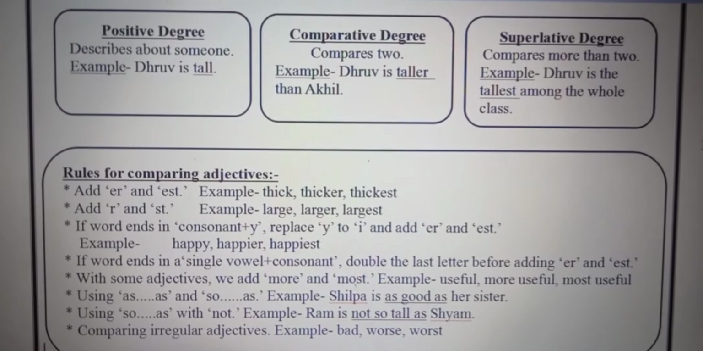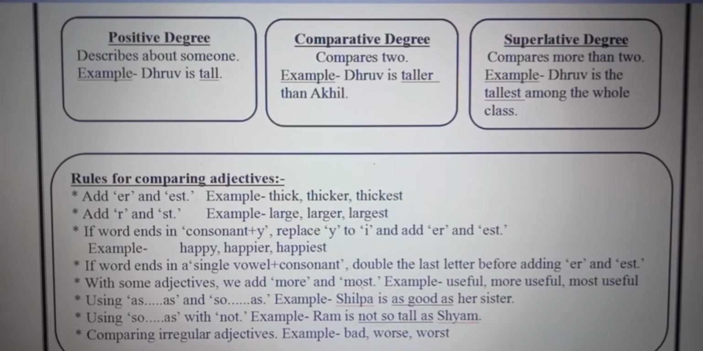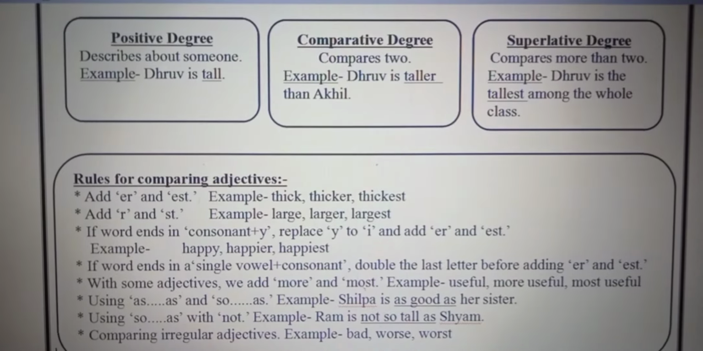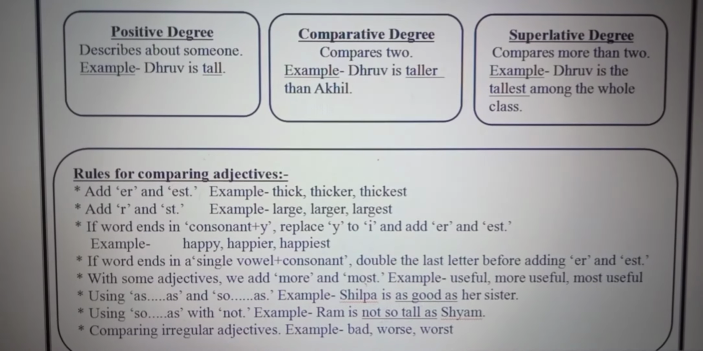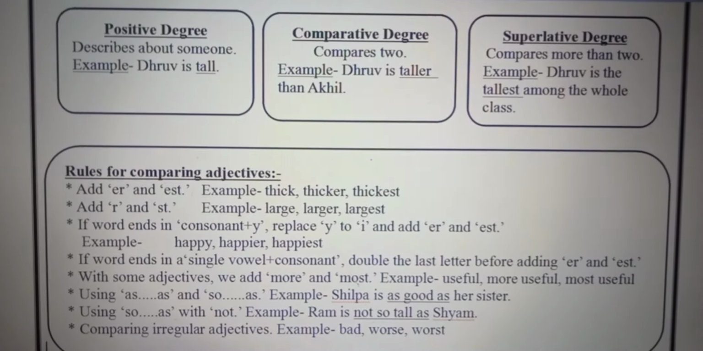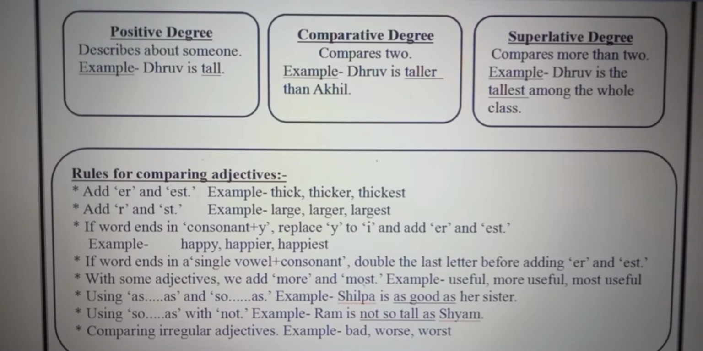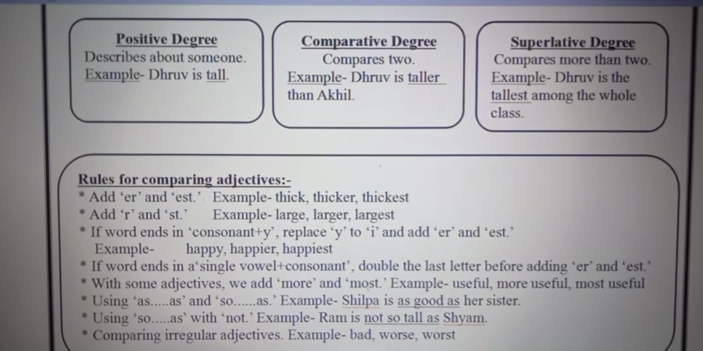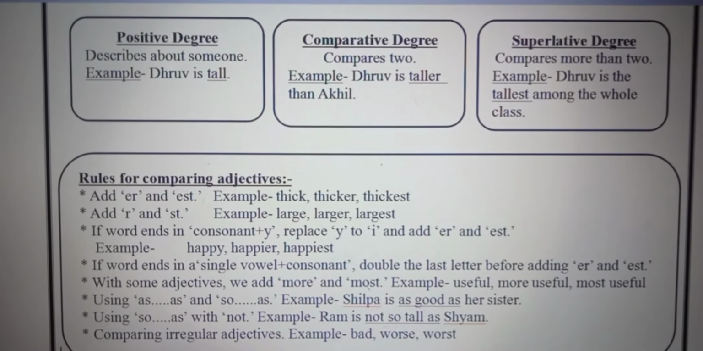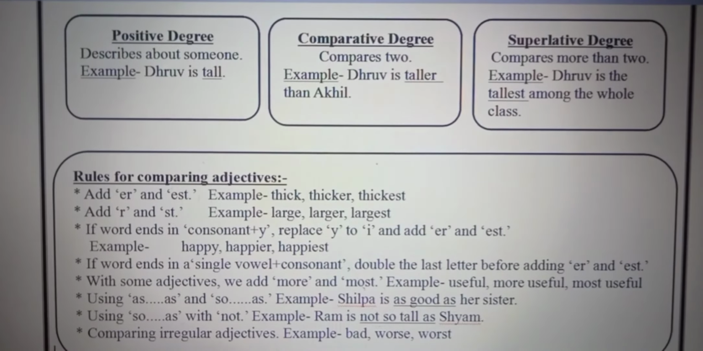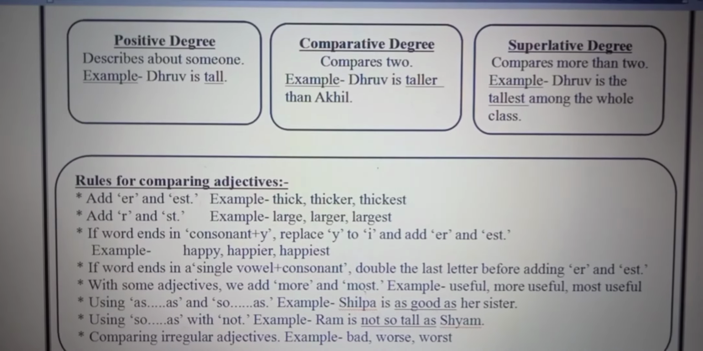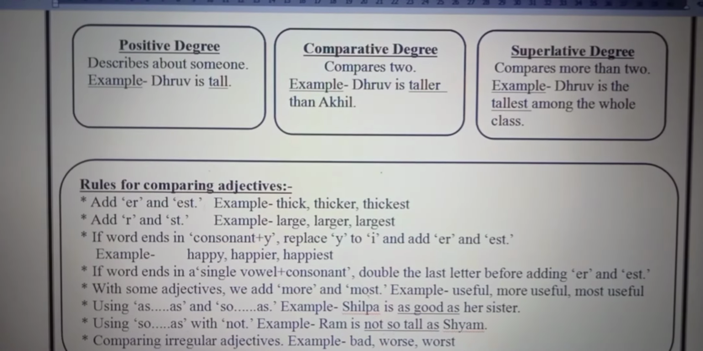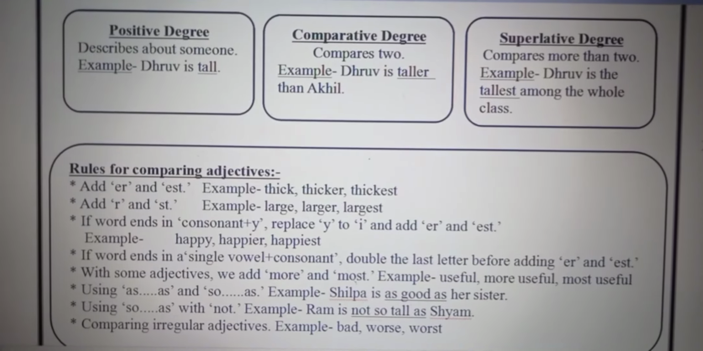Now the third rule says if the word ends in consonant plus Y, replace Y with I and add ER and EST. If the word is ending with the letter Y, like happy is ending with Y, and before Y there is a consonant P, we are replacing Y with I and adding ER in the comparative degree, that is happier, and in the superlative degree we are adding EST to happy and removing Y. So happiest.